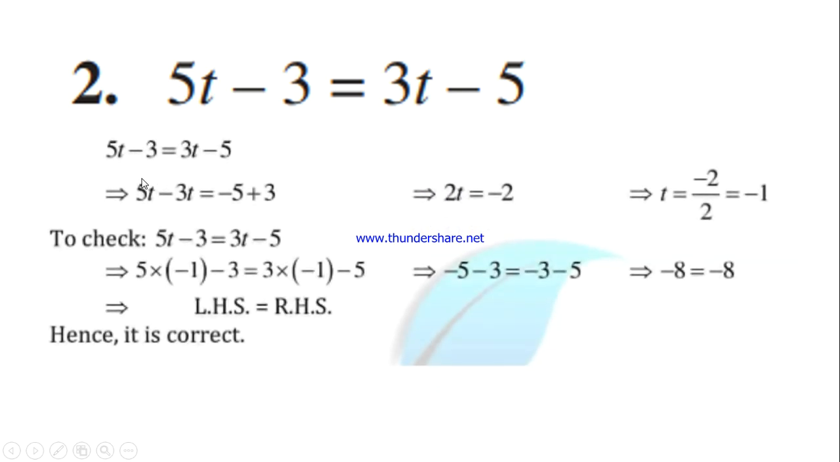See children, what are we doing here? We are keeping the variable terms on the left hand side and the constant terms on the right hand side. Already the left hand side has 5t. Then from the right hand side we are bringing the plus 3t. It becomes minus 3t, because it is coming from the right hand side to the left hand side. Then on the right hand side, minus 5, we are not disturbing it. Then from the left hand side we are bringing that minus 3, and it becomes plus 3. Variable terms we keep on the left hand side, and the constant term we bring to the right hand side.